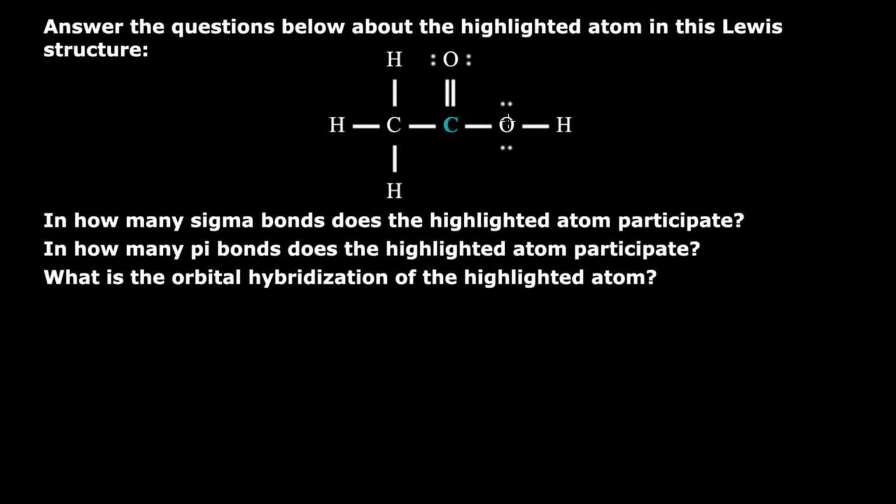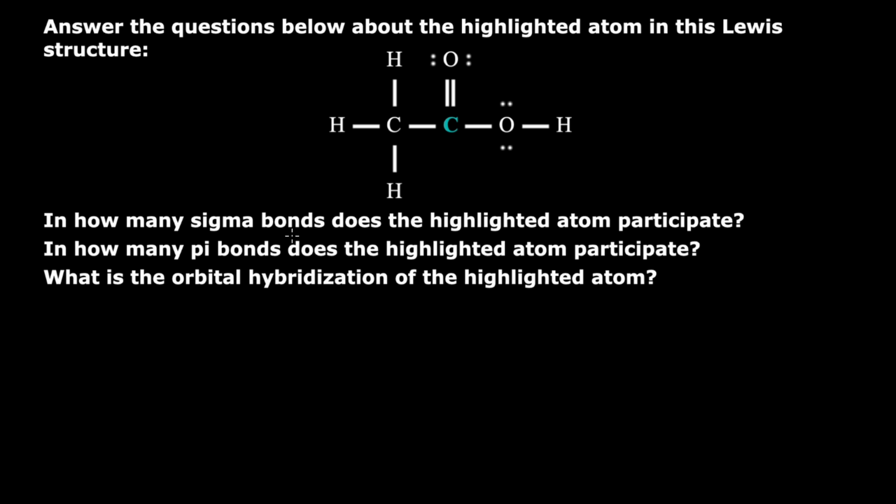Now, in this question, we have this Lewis structure right here, and we have this carbon that's going to be highlighted, and we want to know three things about it. First, how many sigma bonds it has; second, how many pi bonds it has; and third, what the orbital hybridization around this carbon is.